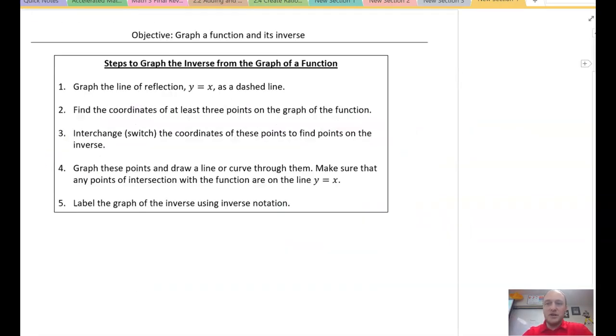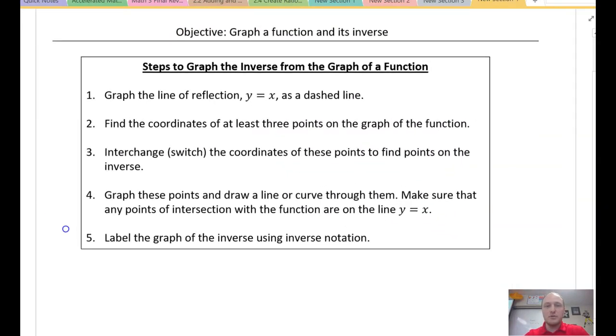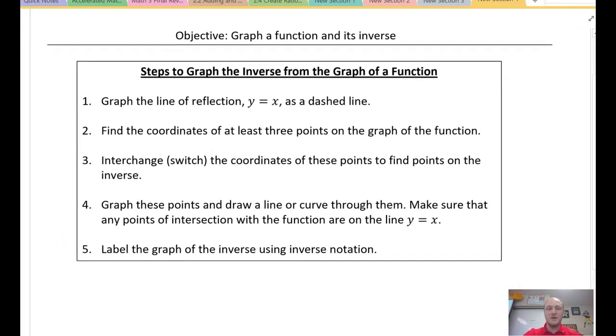Okay, so here are the steps that we're going to follow in order to graph an inverse. Step 1 is to always plot that line y equals x. So we'll always do that first. Step 2, once we've actually plotted our point, we'll find at least 3 points, and then we'll switch those. We'll switch the x and the y coordinates of those points. We'll draw a line through it, and then make sure that it intersects with the line y equals x. And then last, we will label.